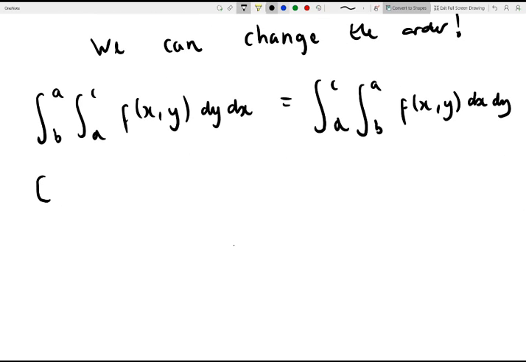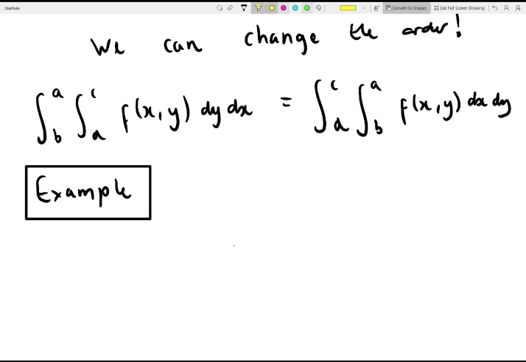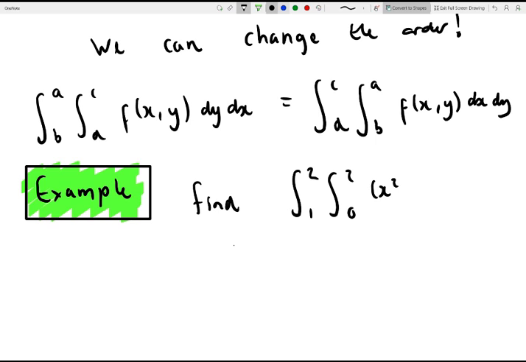So let's jump in and have a look at an example, and we can solve it in both orders to highlight exactly what we mean. So find the double integral from 2 to 1, from 2 to 0 of x squared plus 2y with respect to y and respect to x.